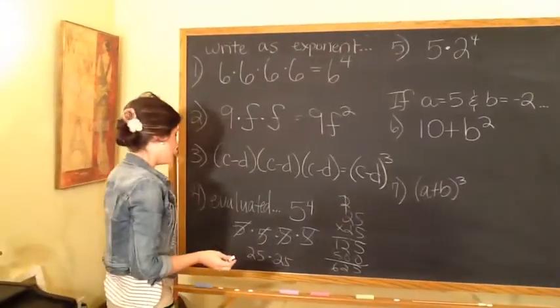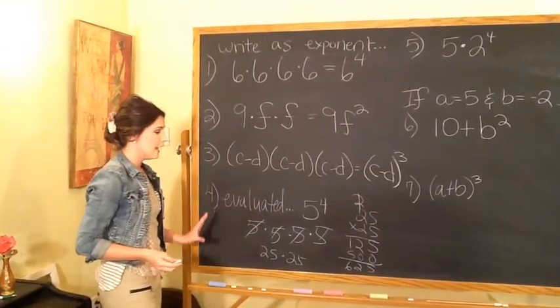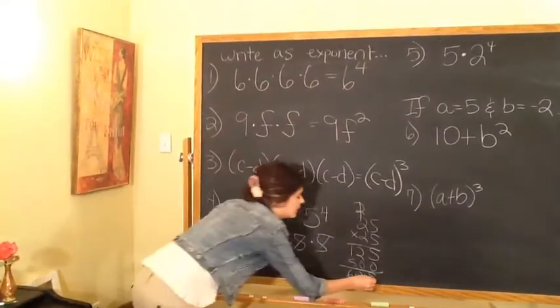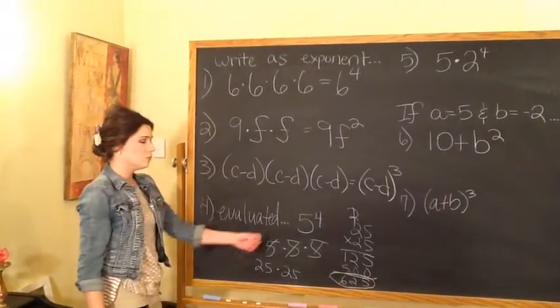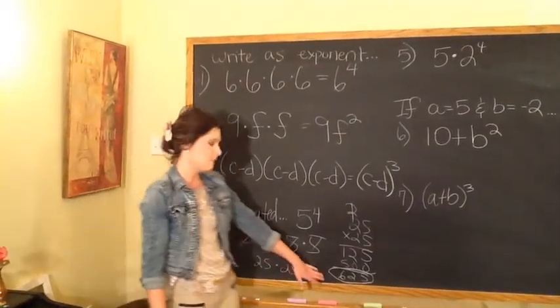Okay, so our whole answer, once we multiply it out, is going to be 625. So that's 5 multiplied 4 times. It's going to give you 625.